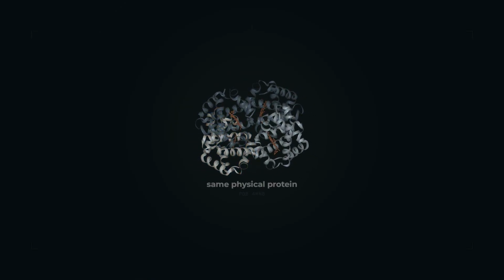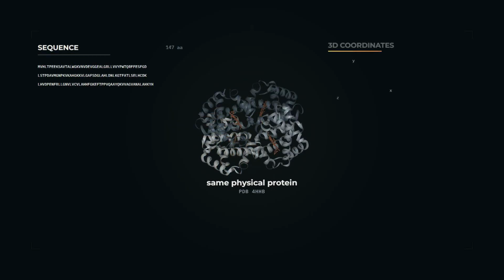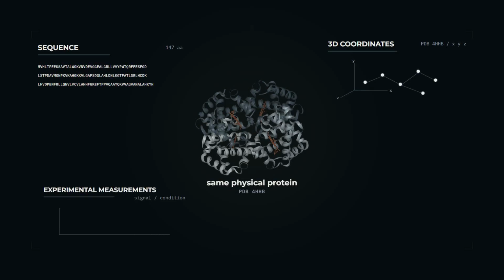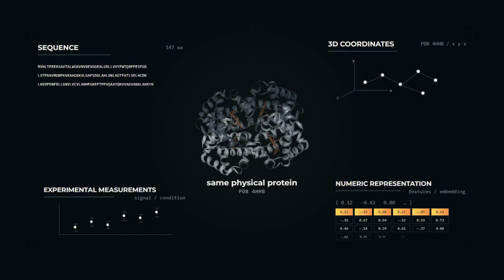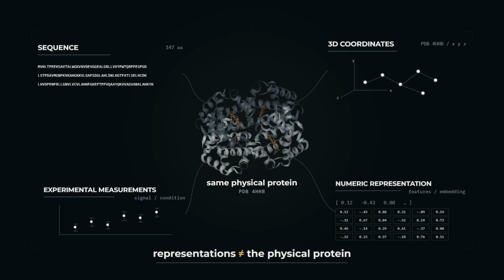That gives us another important idea. The same biological object can be represented in very different ways. A protein can be a sequence, it can be a set of 3-dimensional coordinates, it can be a collection of experimental measurements, or it can be represented numerically inside a statistical or machine learning model. None of those representations is the protein itself. They are different ways of storing information about it. And once biology is represented as data, we can start connecting one kind of information to another.